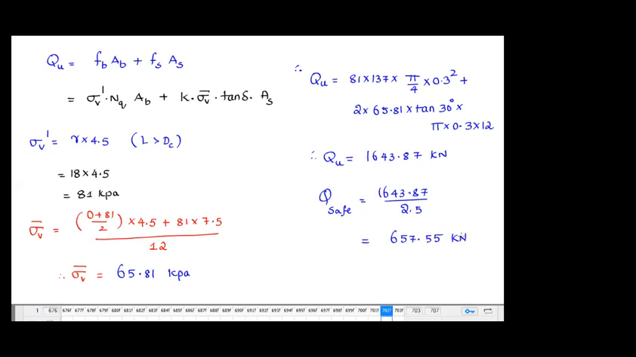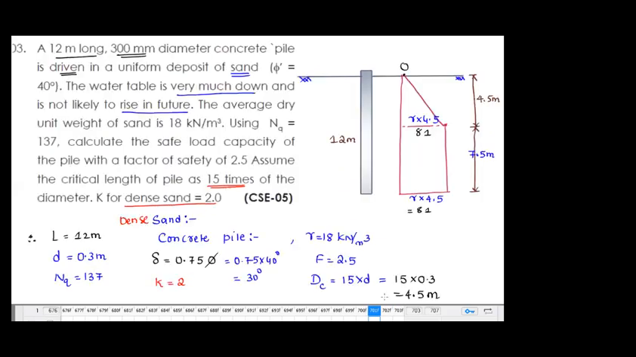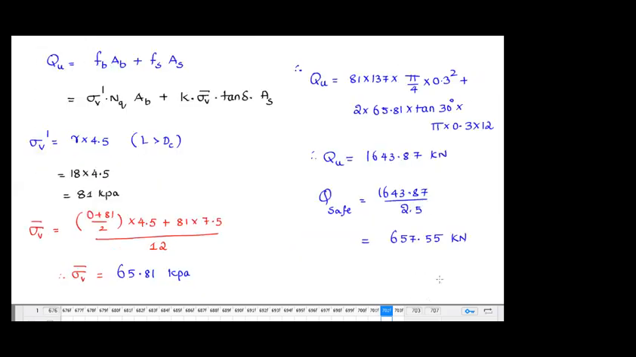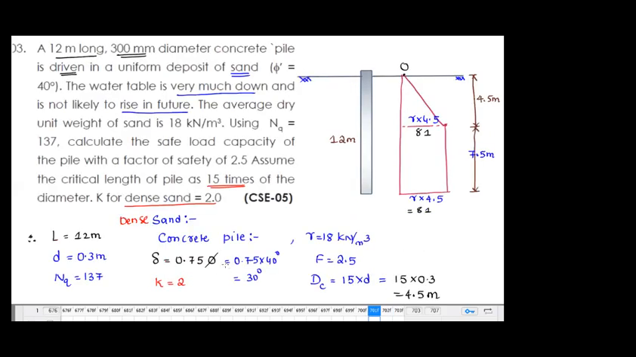Actually, in the material, the solution would be wrong. In the material it's around, I think, some 866 or something like that, but whatever the value there is, it's wrong. So the correct answer is 657.55. In the material, the solution is given with delta equal to 5. Delta is 5 only for whom? Bored piles. Keep that in your mind. Delta is equal to 5 only for bored piles. If it is a concrete pile, delta is equal to 0.75 times phi.